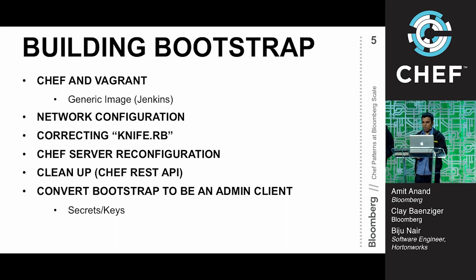And we use Vagrant to reconfigure all the components using shell provisioner, and we reconfigure the Chef server. The next step is, since it came from the Jenkins environment, it had a dummy IP address and dummy objects like environment, data bag, node object, client object. We need to clean them up as well. For that, we make use of Chef REST APIs. And finally, we convert our Bootstrap host to be an admin host, because that is really required to upload any secrets like SSH keys, database passwords, or Kerberos key tabs.